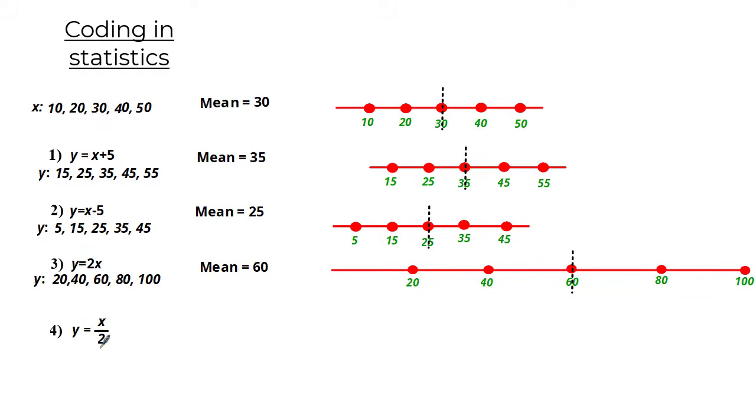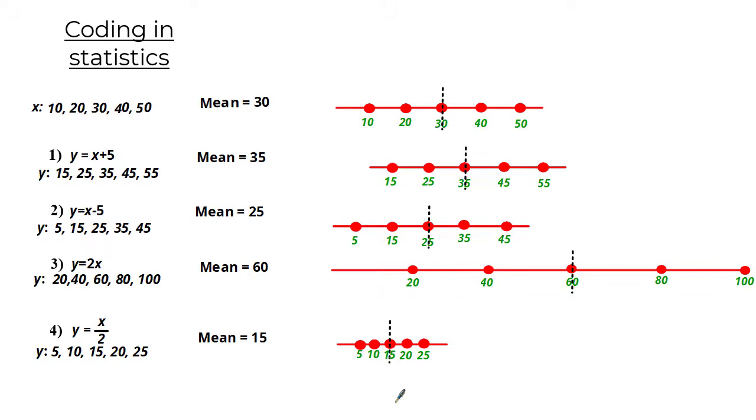Using the coding y is equal to x divided by 2, we would get the following set of y values, where the mean would be equal to 15, which we could represent here on the diagram. So by using this coding, x divided by 2, we see that the mean of the coded data set is half the mean of the original data set.